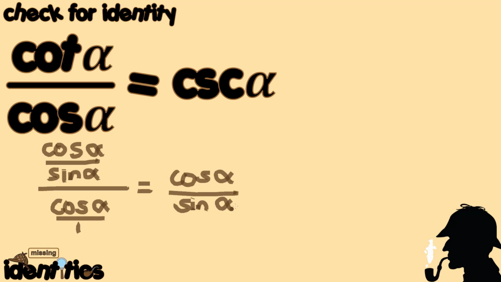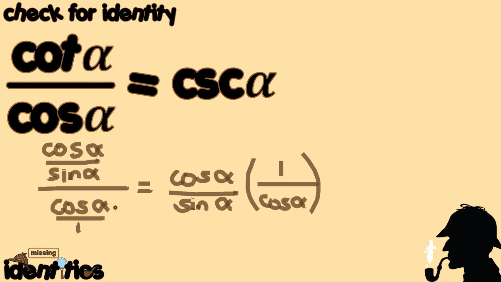Okay, so this is what happens with keep, change, flip. We keep the first rational expression, or the numerator, or the dividend. The operation becomes multiplication, and our divisor or our denominator here becomes its reciprocal. Of course, we can now write here its equivalent, as this is equal to cosecant alpha as given already here. Now, let's try to see if this entire expression really equates to a cosecant alpha.